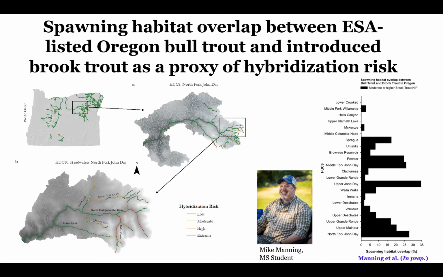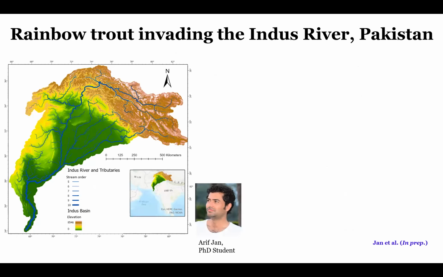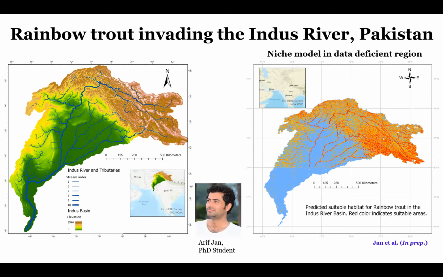So now, jumping to an extrapolation of this model, it is basically trying to find, in other places, really data deficient areas. In this case, rainbow trout has invaded the Indus River in Pakistan. And this is a huge watershed, one of the most important in Asia. And Arif Jan is a PhD student from Pakistan in my lab working on these ideas and trying to expand this habitat model to a niche model. We can use climate variables and the presence of other species too, in a similar idea.